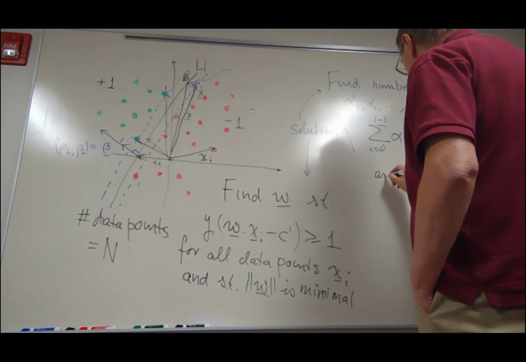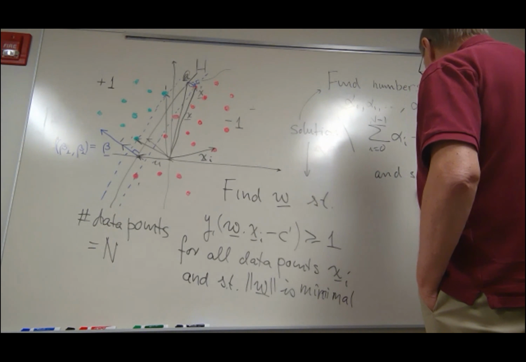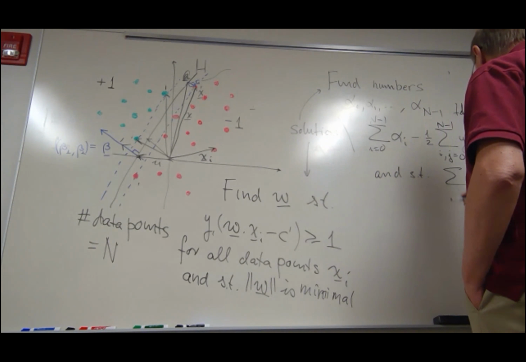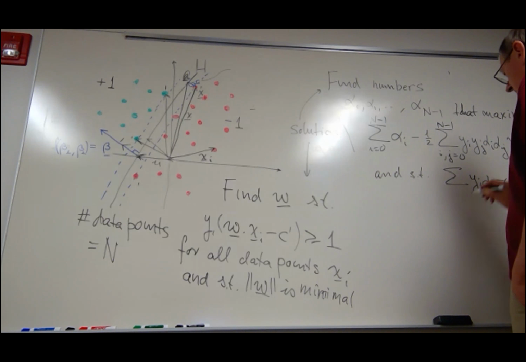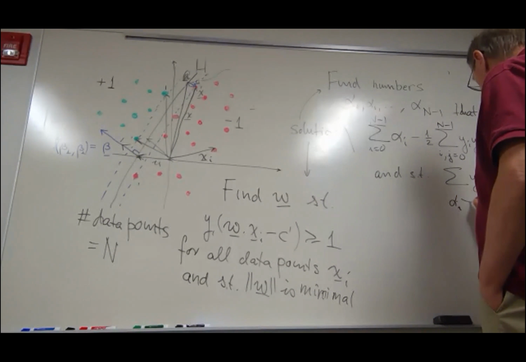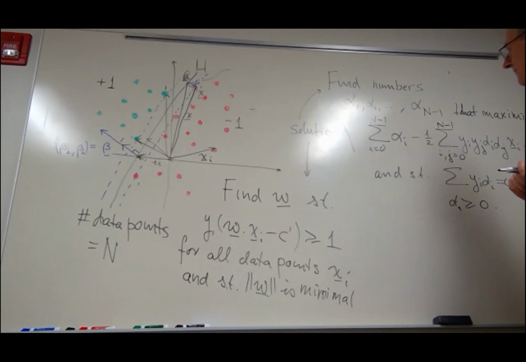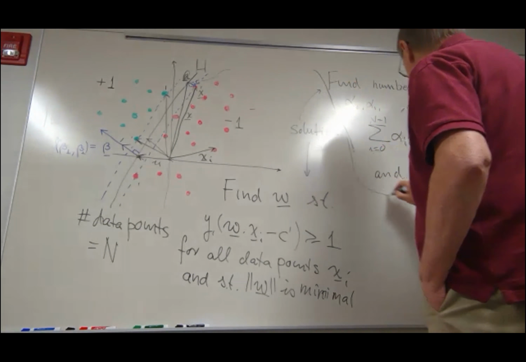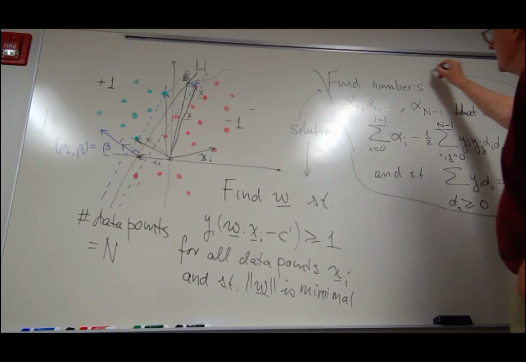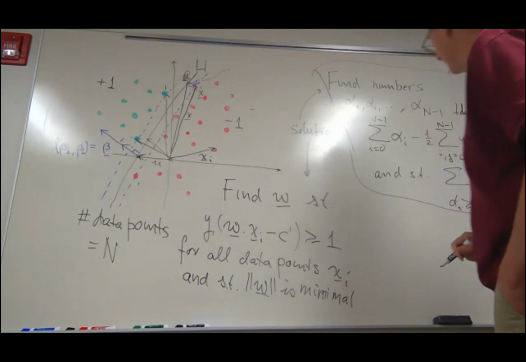And such that the sum of yi alpha i is 0, and the alpha i's are all bigger than or equal to 0. So this is the dual problem to this optimization problem here.